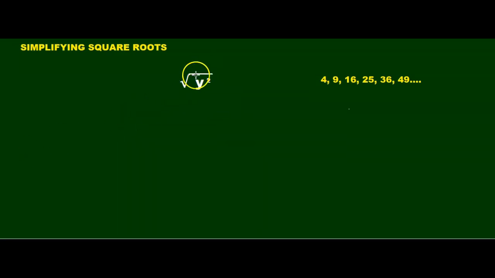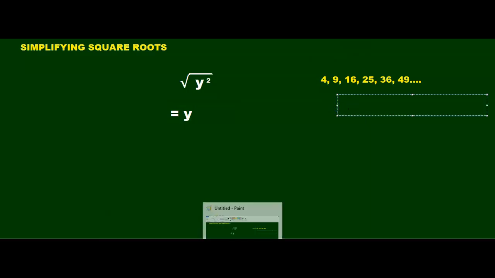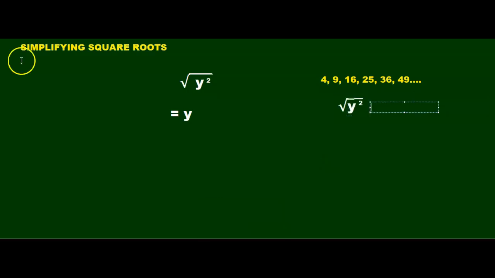In this case, we have a y squared. That's a perfect square, and we're going to square root it. As we said before, the square and the square root cancel each other out. Therefore, you can say that square root of y squared is y. Now, if you remember your laws of exponents, we can also say that the square root of y squared can be written as parentheses y squared to the power of half.